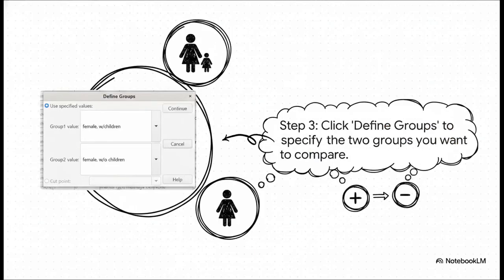But wait, it's not quite enough to just tell it motherhood. The software needs to know exactly which two groups to compare. So you have to click that Define Groups button and tell it, okay, for Group 1, I want women with children, and for Group 2, I want women without children. You have to be specific.